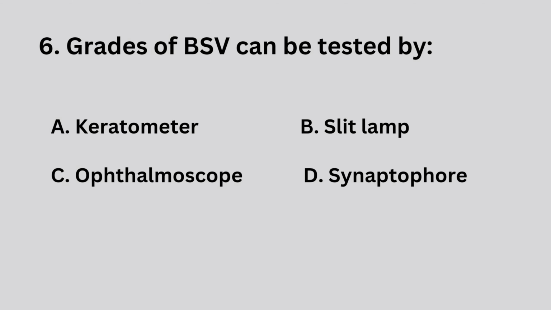Next question, grades of BSV can be tested by option A, keratometer. Option B, slit lamp. Option C, ophthalmoscope. And option D, synaptophore. Correct answer is option D, synaptophore.